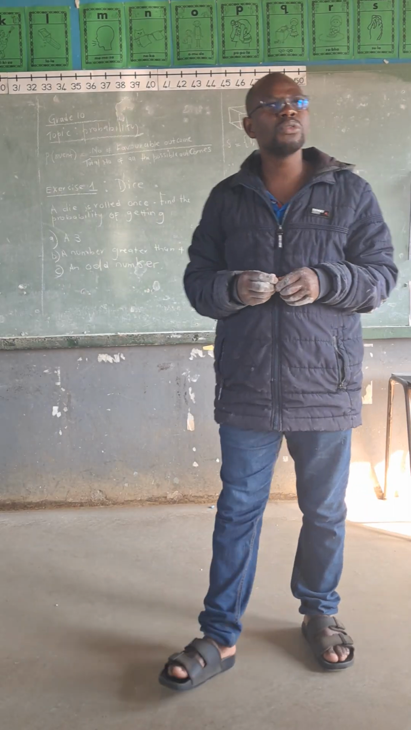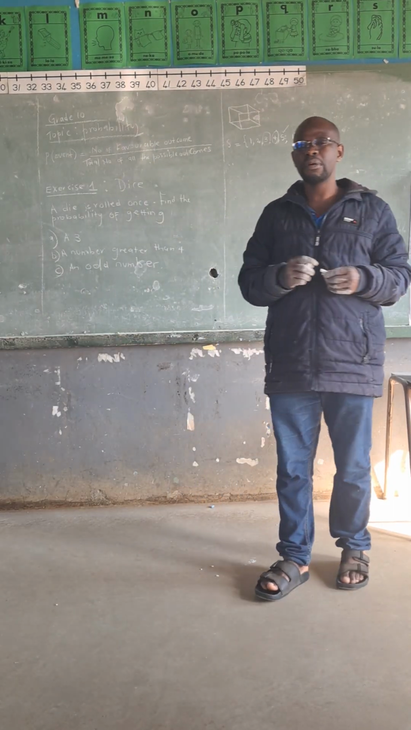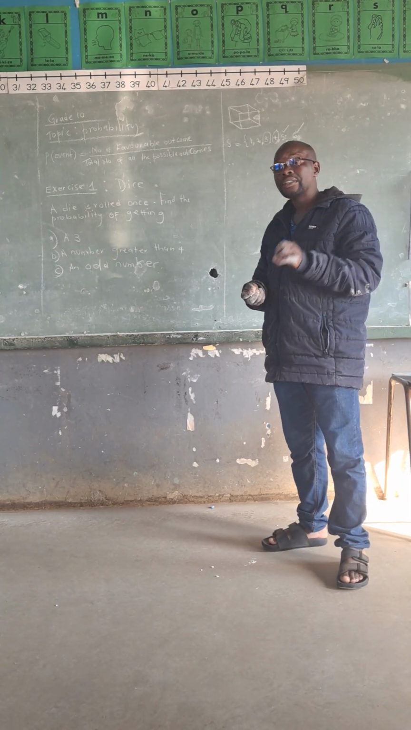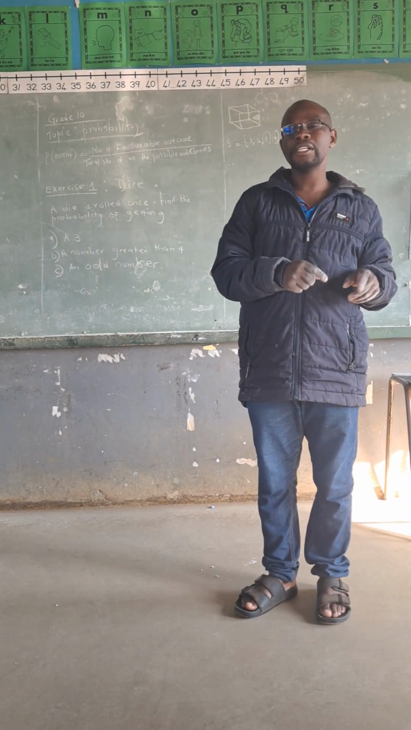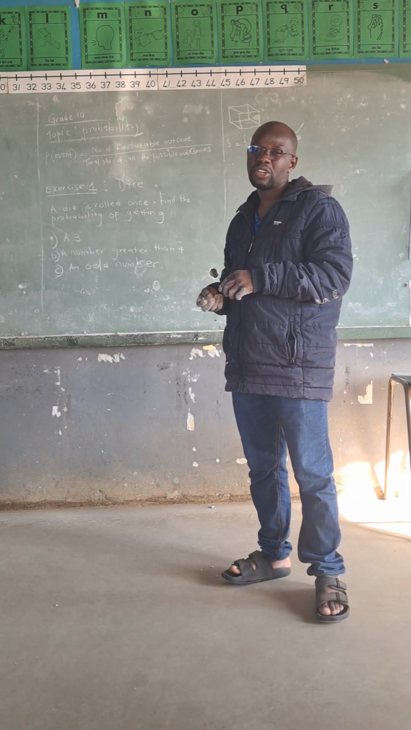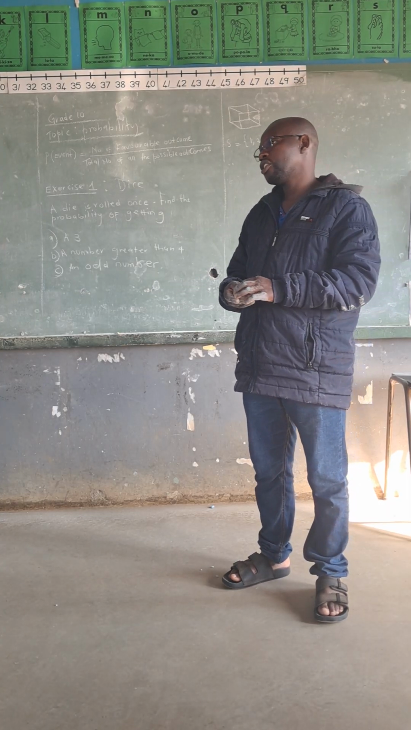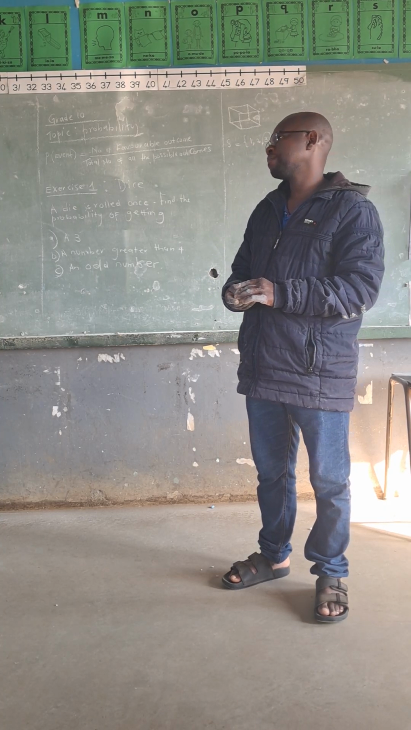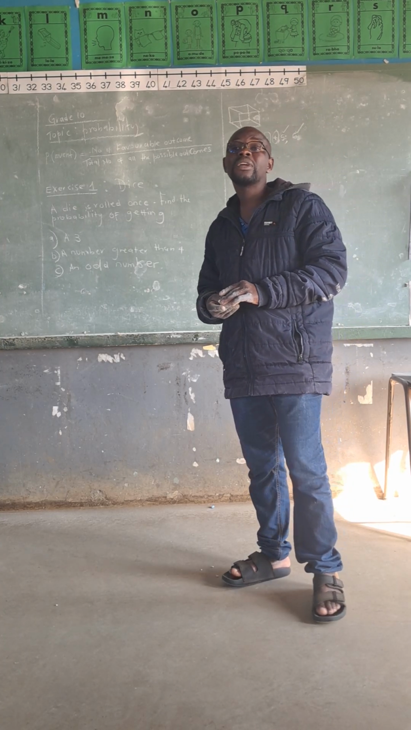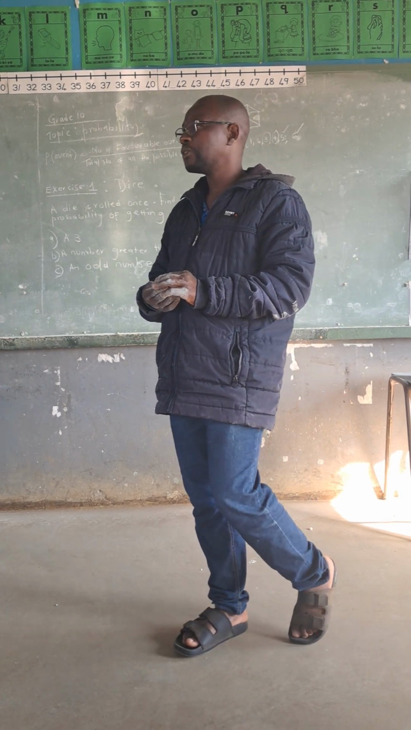Now, let us look at the ways of writing the probability. There are three ways of writing the probability. The first one, you can write the probability as a fraction, or you can write the probability as a decimal, and lastly, you can write the probability as a percentage.